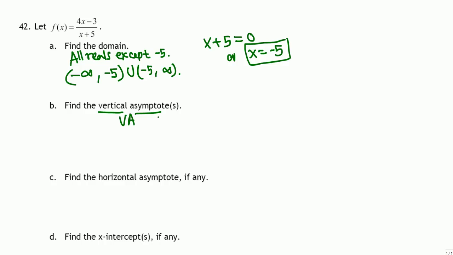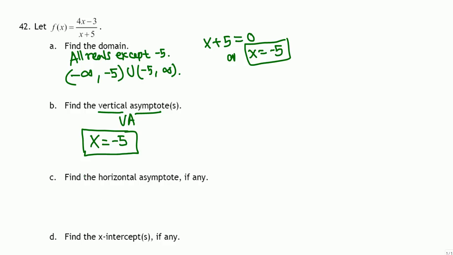And vertical asymptotes means once we simplify the function, set the bottom 0. It's about the same as the domain most of the time. And the bottom becomes 0 for x equals negative 5. So x equals negative 5 is the vertical asymptote.